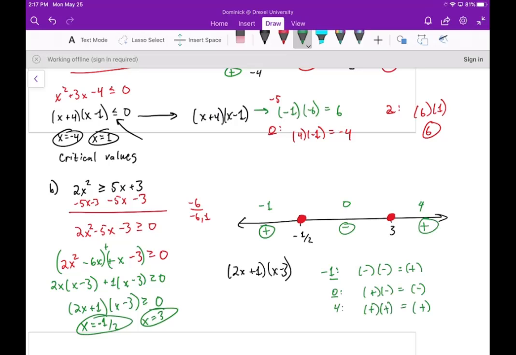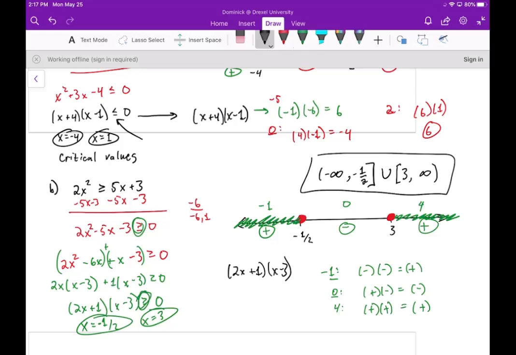So this part. Now, in this case, if you look at your sign, we do want it to be greater than or equal to 0, right? We want it to be positive. So we want these 2 regions. Right? And then, of course, in interval notation, you could say that this is -infinity to -1/2 with a bracket, and then union that with bracket 3 to positive infinity. So that's our solution for this one. Okay.